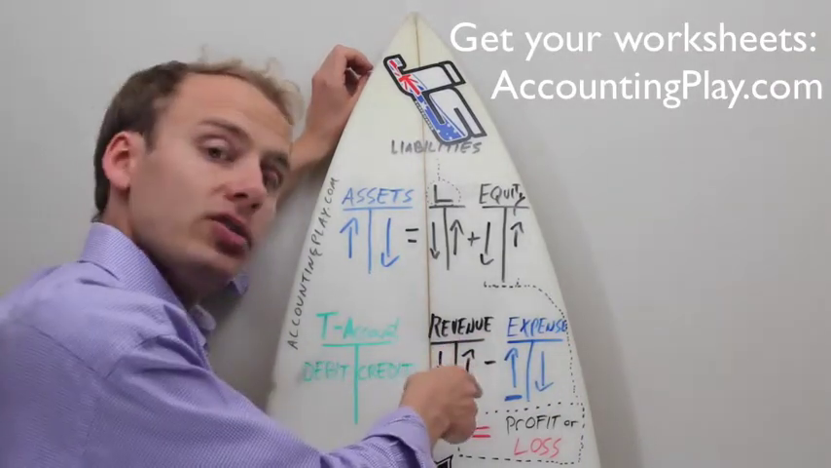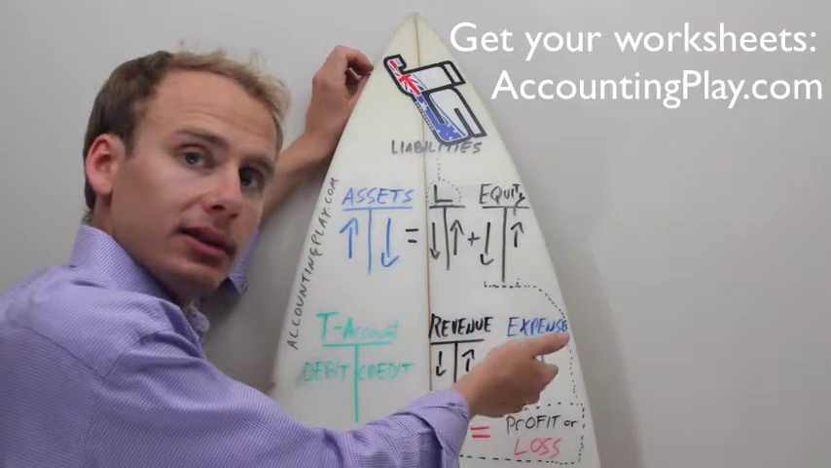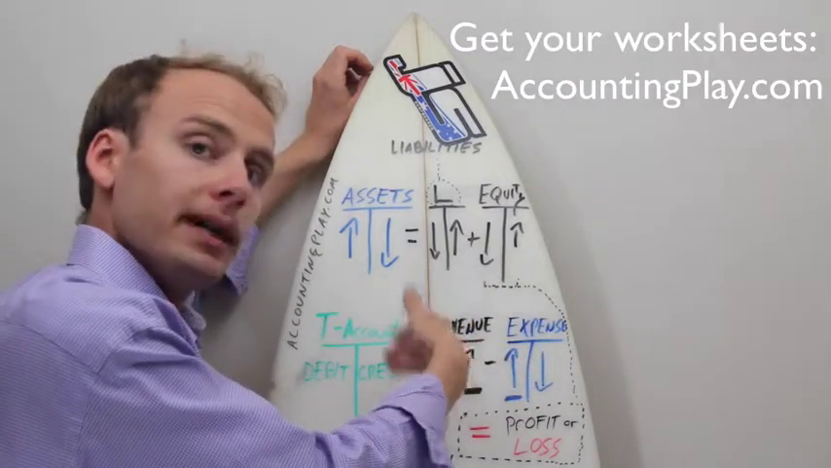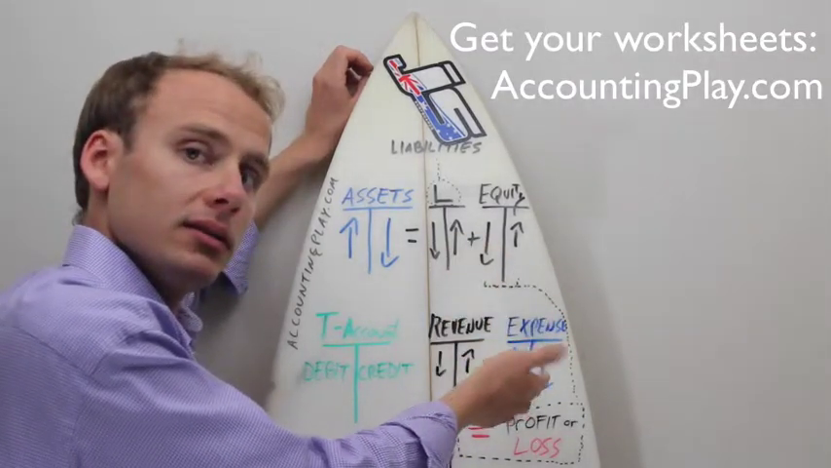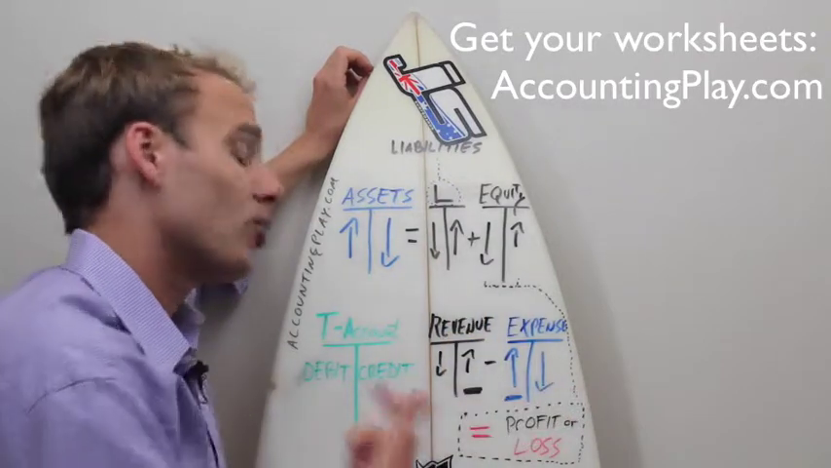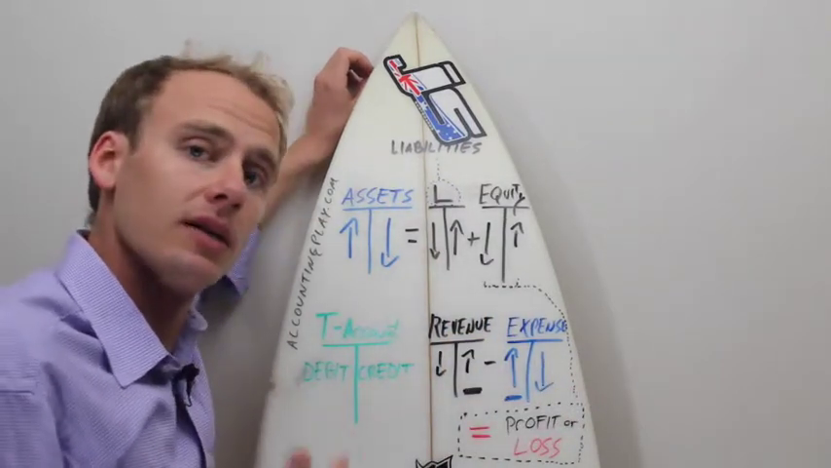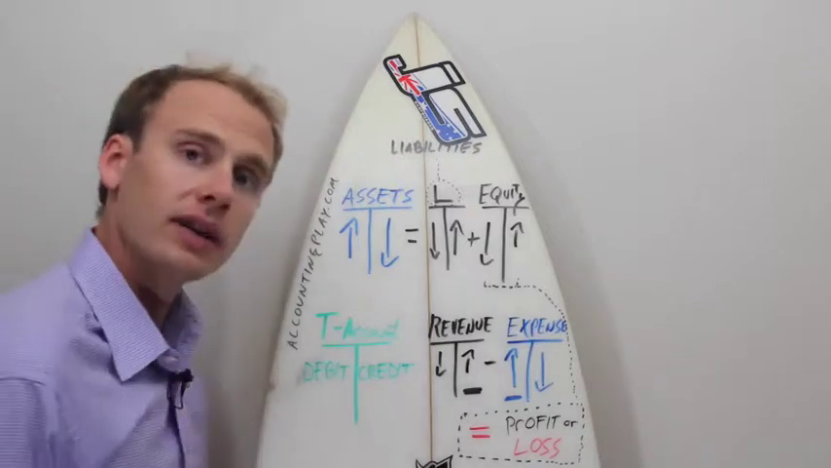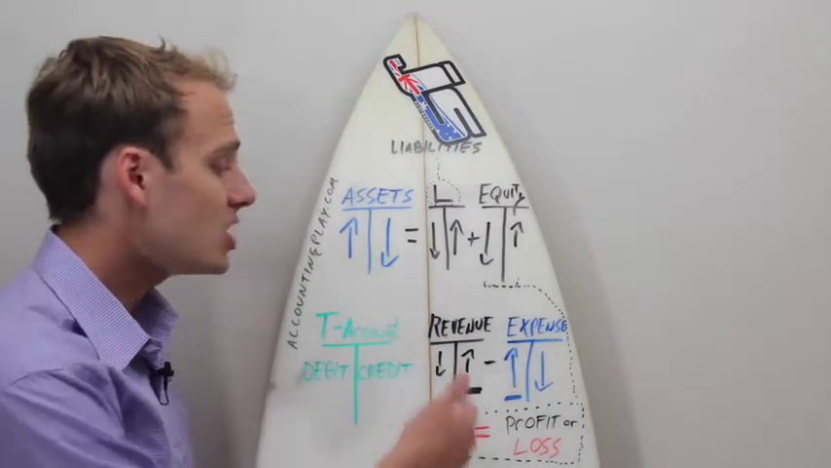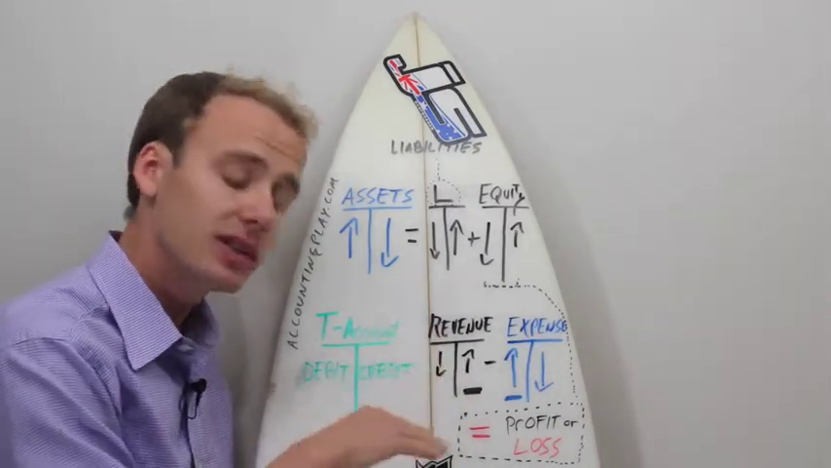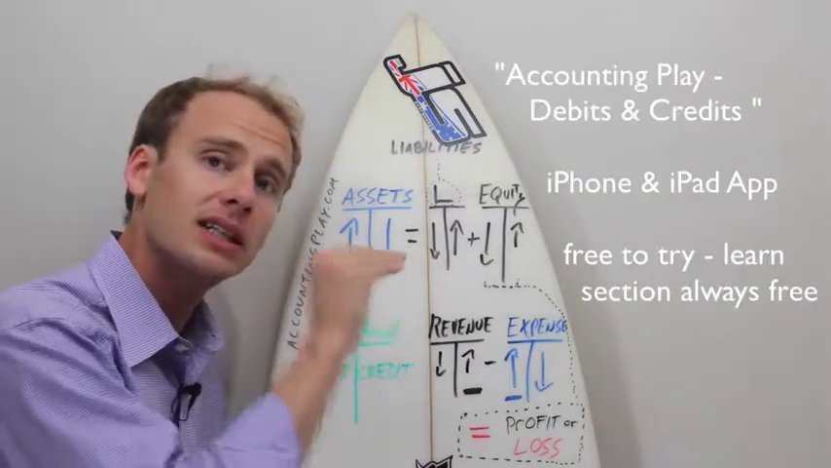I got revenue credits, expenses as debits. Revenue increases with a credit. Credit revenue up. Occasionally you'll decrease revenue, but not really, because revenue is just accumulating in the account.